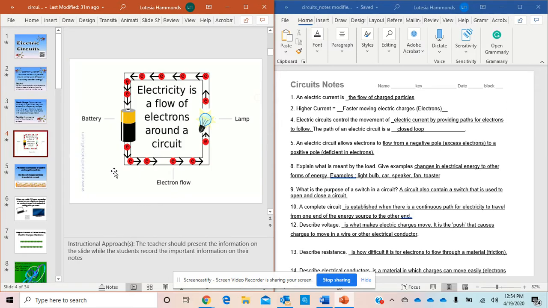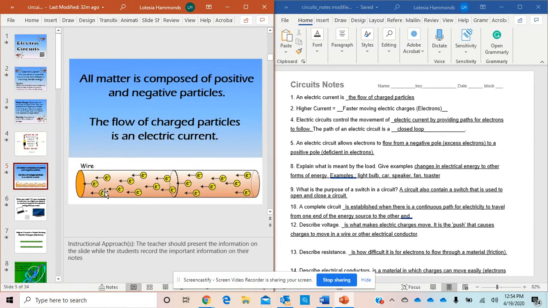In this slide, we have a representation of a circuit. You have the little red E's that represent the electrons, and the arrows show you where their flow is. In this circuit, we have a lamp that will illuminate as these electrical charges flow through it. And then we have a battery that is providing the voltage, or energy, that's needed to move these electrons. All matter is composed of positive and negative particles.